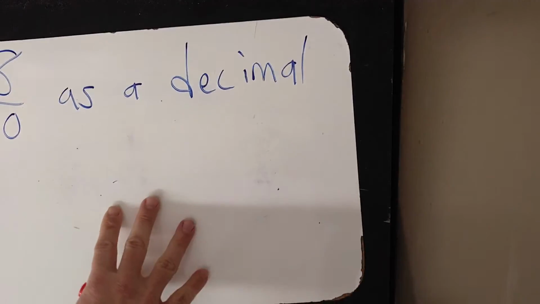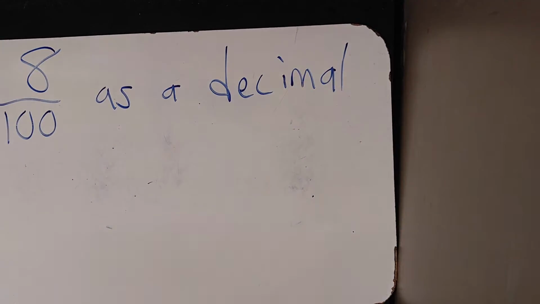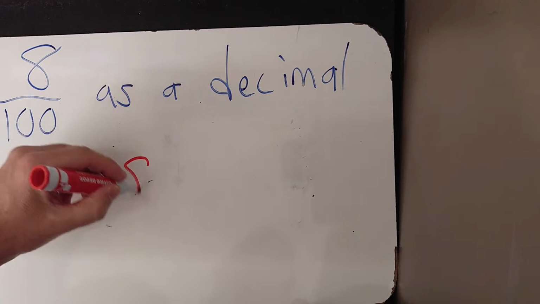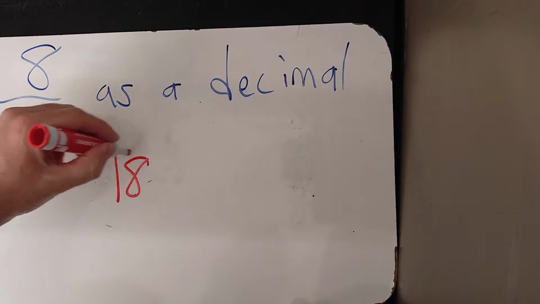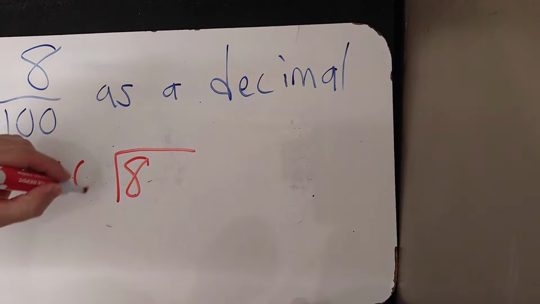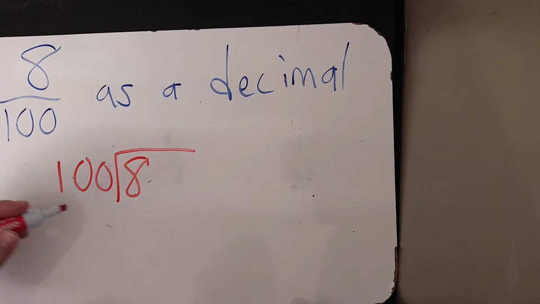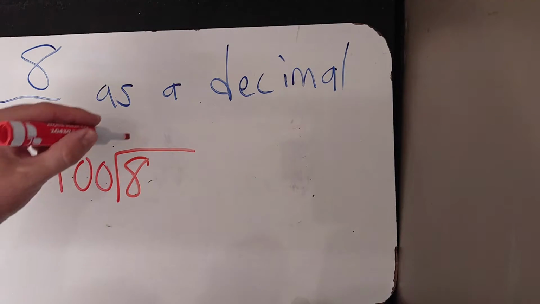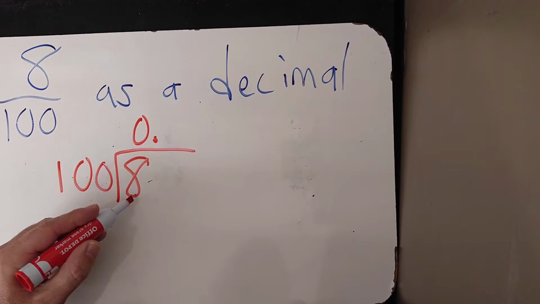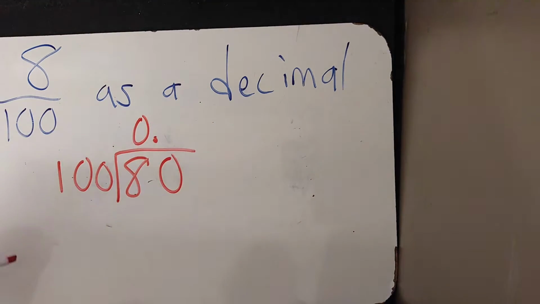The next one is writing 8 over 100 as a decimal. So for this one, you're going to want to divide the 8 by 100 to figure out what it is in decimal form. So you would put the 8 inside the division sign. Remember, top in and then the bottom out. 100 cannot go into 8, so you would place a 0 on top, and then you would need to add a decimal place, and you need to add a digit of 0 after the 8.